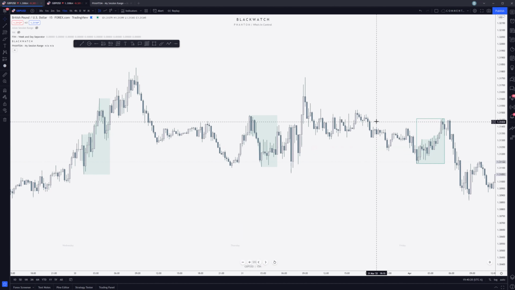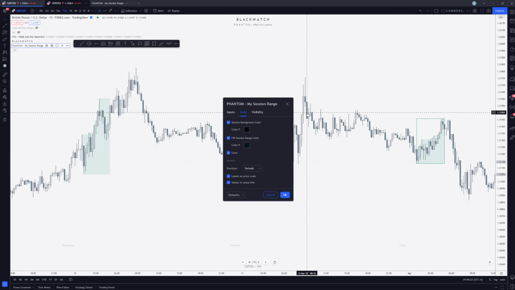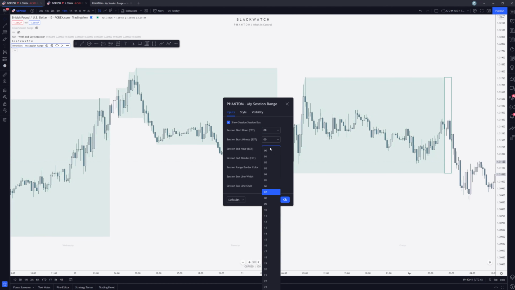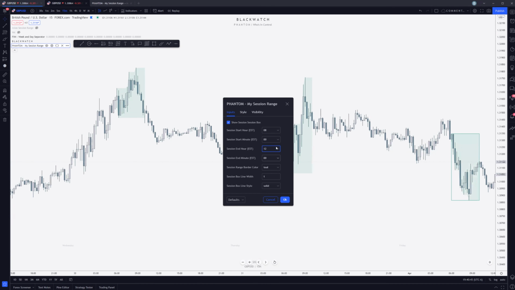And the default session time, I believe, is London, which is 3 a.m. Eastern. But for me, for instance, I typically trade from 7 a.m. because I'm in Texas, so this would be 8 a.m. here, Eastern. Yeah. And then the end time for me, I'm typically trading until about 12-ish, 12:30 or so.